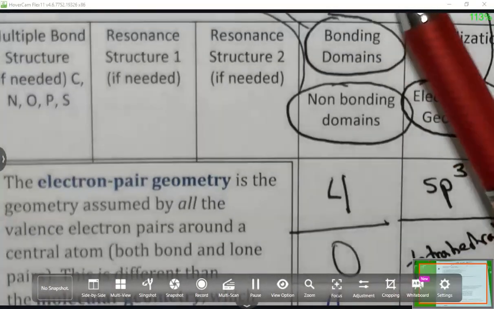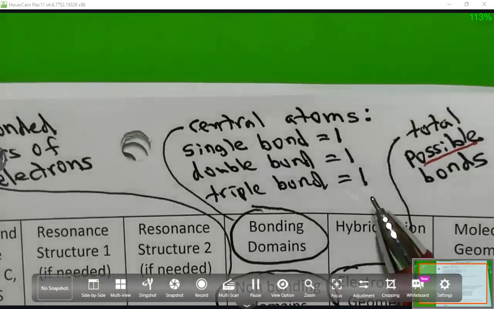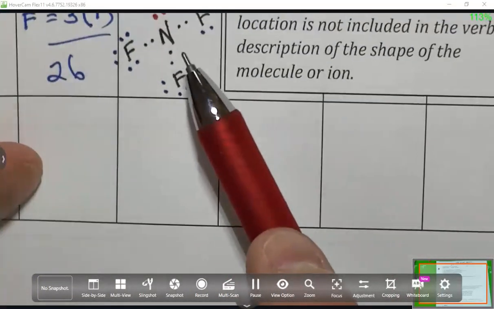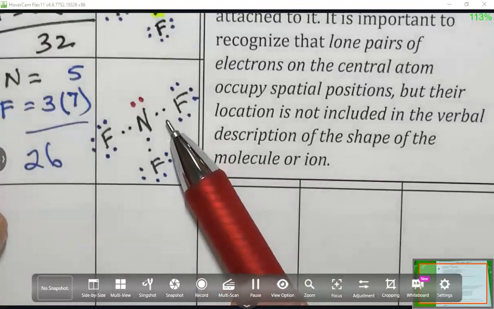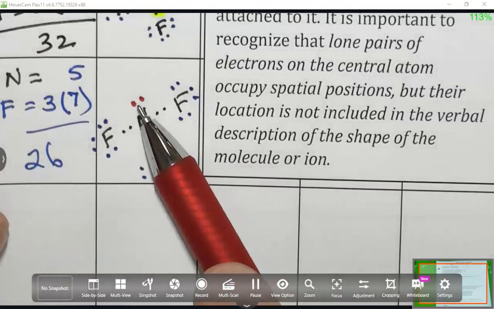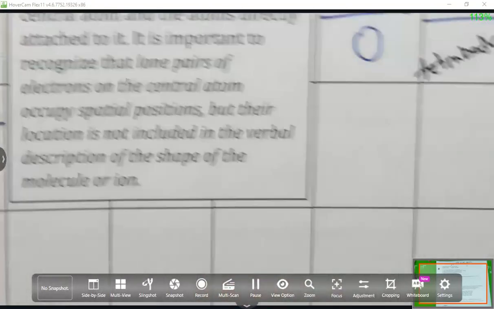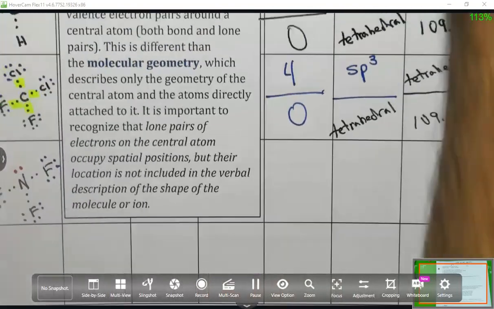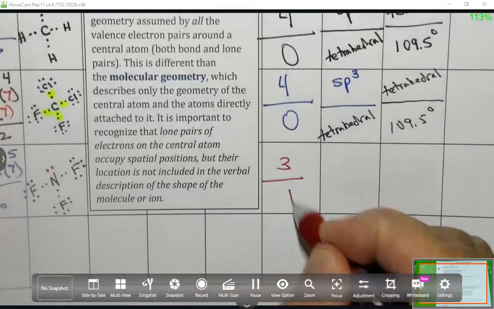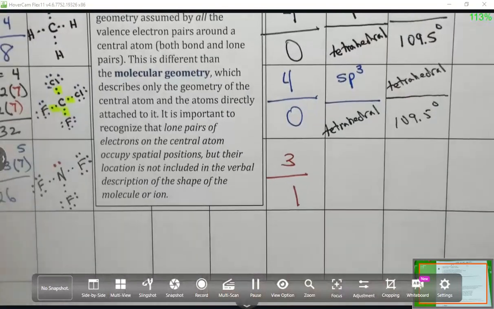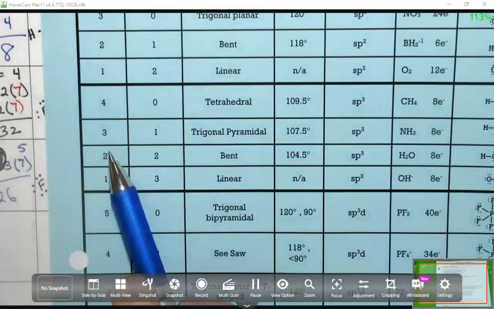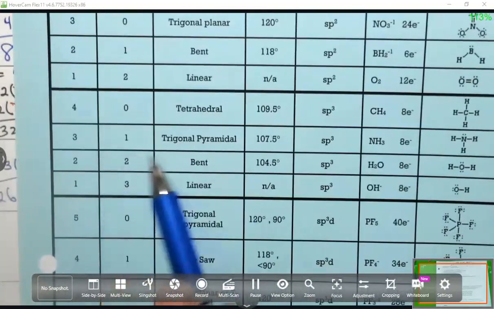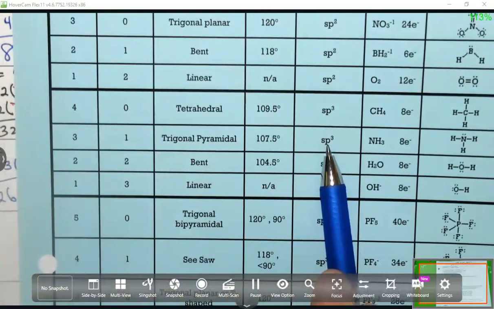Now, how many bonding domains do I have? How many bonds on the central atom? 3, right? 1, 2, 3. How many non-bonding domains? Right there, 1, correct? This is a 3-1. What is my hybridization for 3-1? Here's a 3-1. My hybridization is sp3.